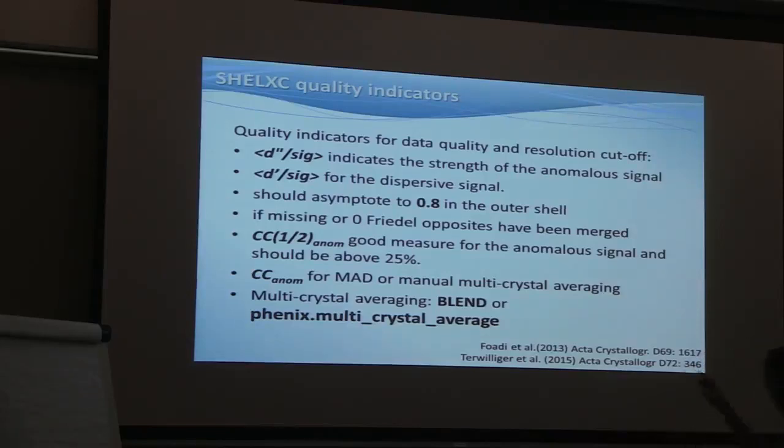For a MAD experiment, you can calculate a CC anom between 2 data sets, for example, inflection point and peak. So you've got your data set for the inflection point and the data set for the peak, and you calculate the correlation between them.